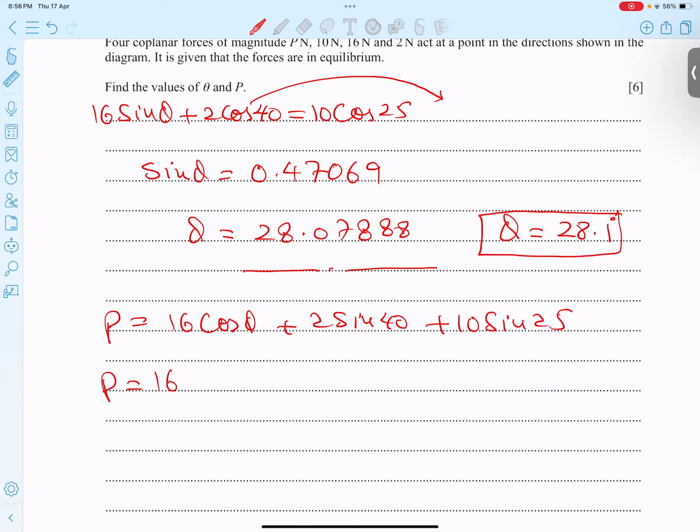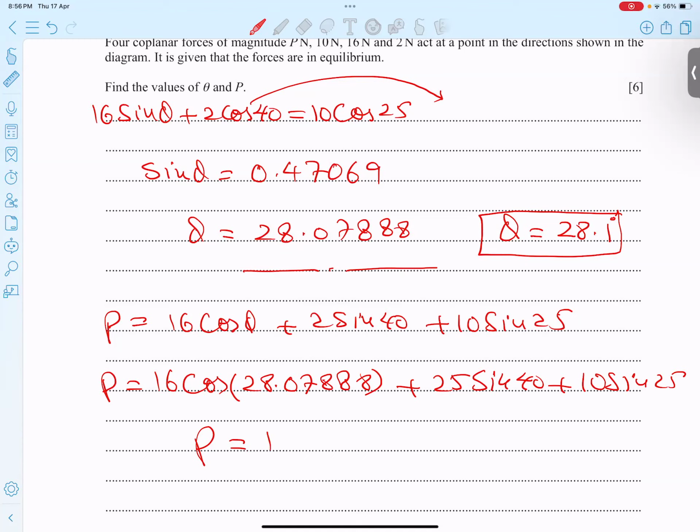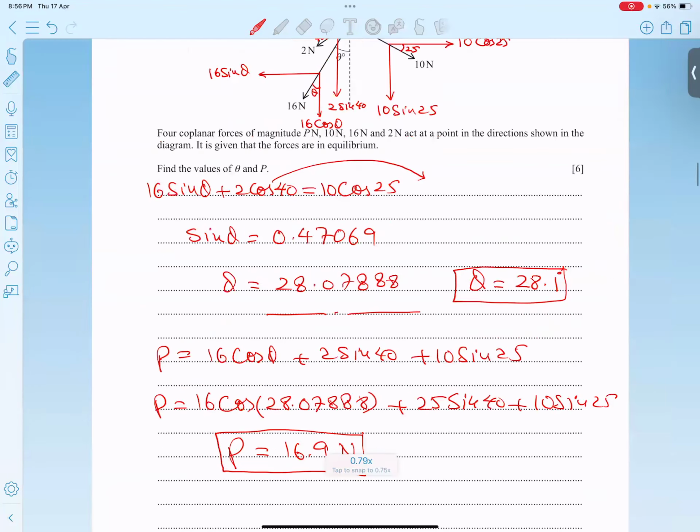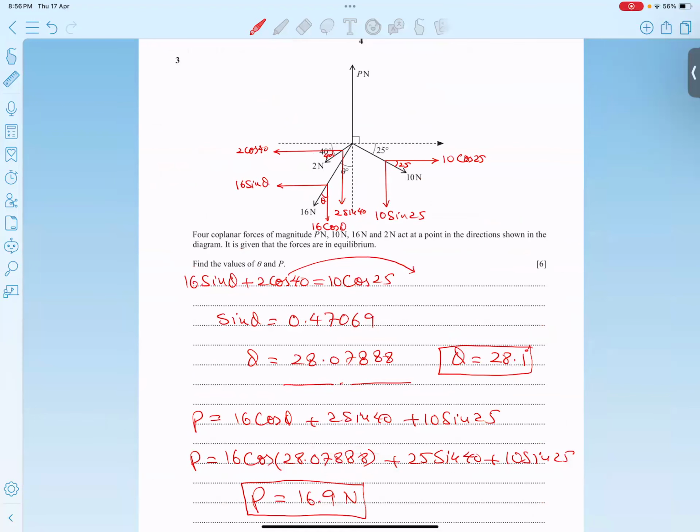So 16 cos in the bracket 28.07888, plus 2 sine 40, and plus 10 sine 25. Simply plug it into the calculator and we will get our answer. If I plug into the calculator, I get 16.9 newtons, 3 SF. So I hope the point is very clear and the question is completely over.